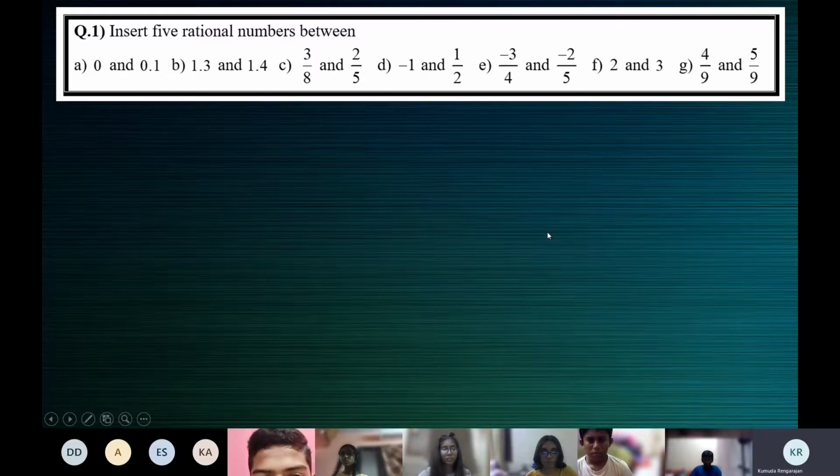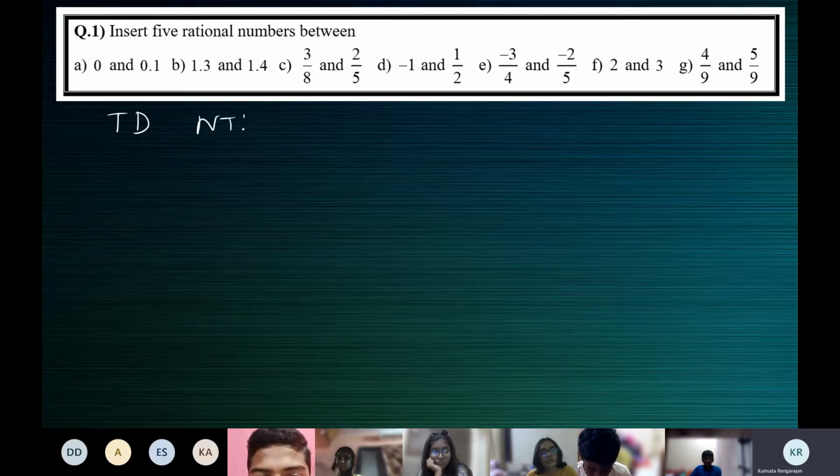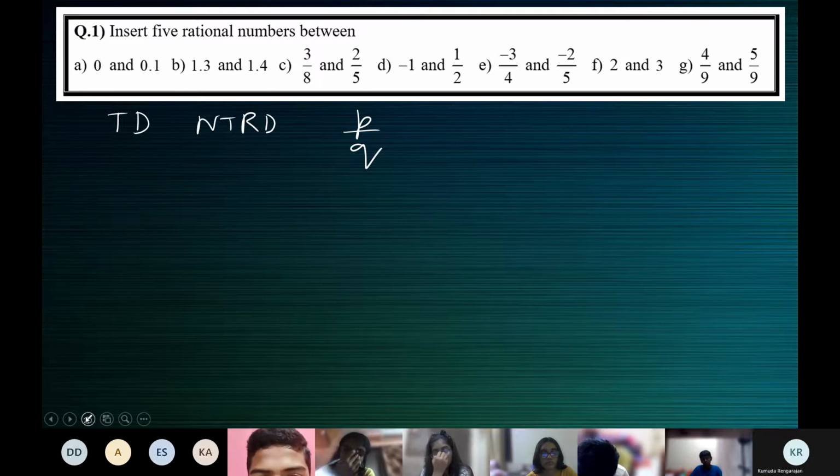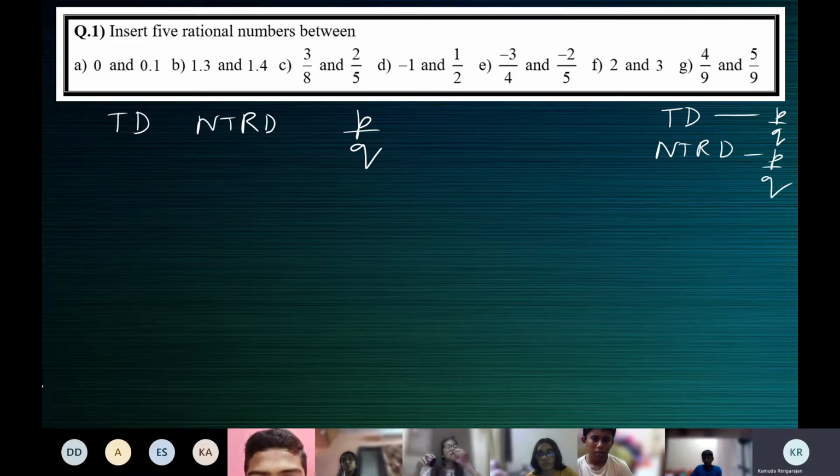All right. So see the question here. Insert 5 rational numbers between these two. What do you mean by rational numbers? They can be terminating decimals or non-terminating repeating decimals, and you must put them in the P by Q form. A rational number always has a P by Q form.